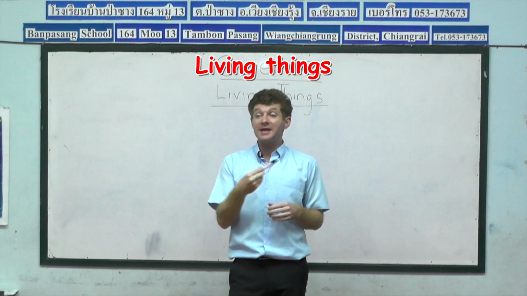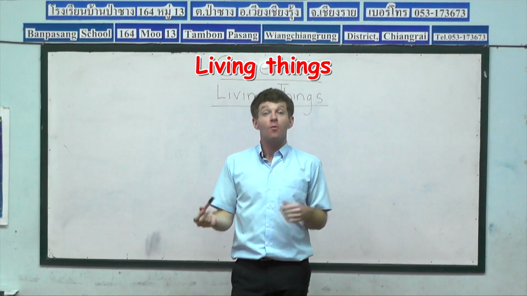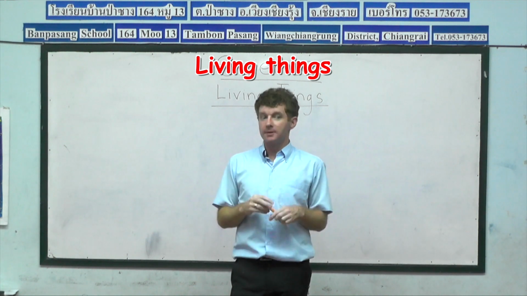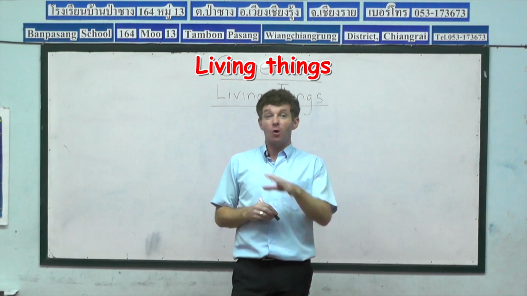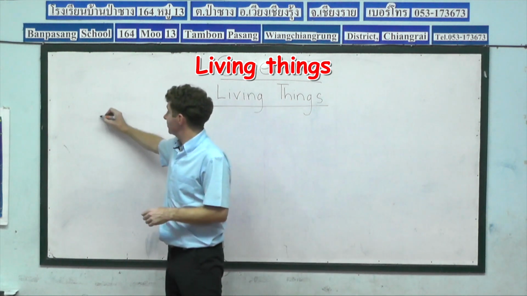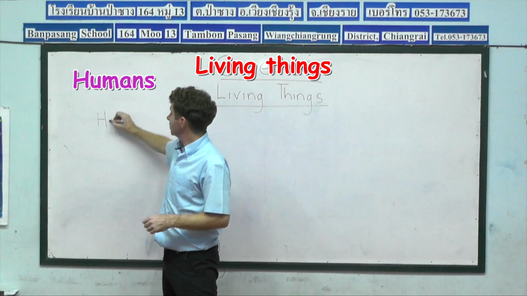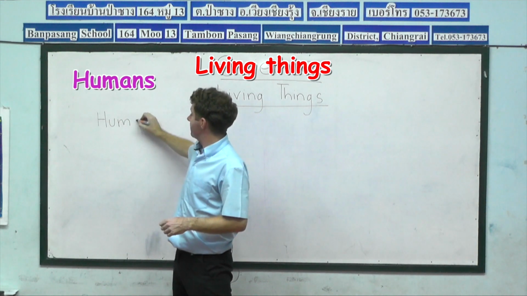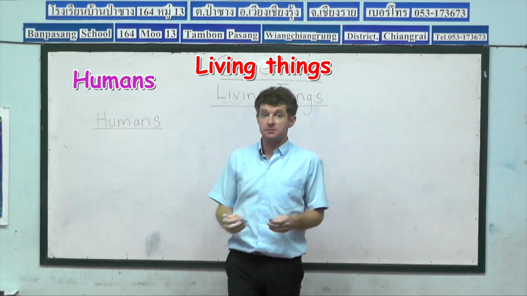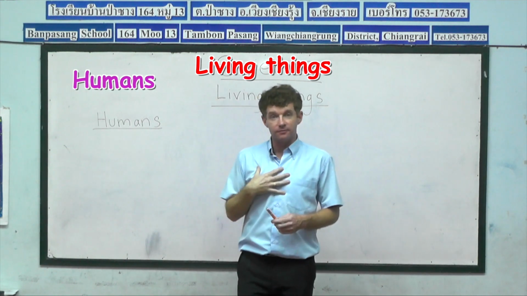Now, the first example, and probably the best example of living things on planet Earth is us. What are we, guys? We are people. And people, we give the term humans. Yes, all people are humans. So let's write that word on the board first. H-U-M-A-N-S. Humans, which are ourselves.